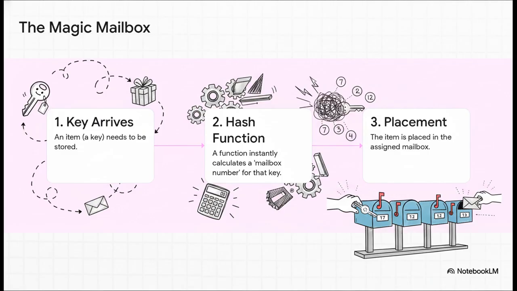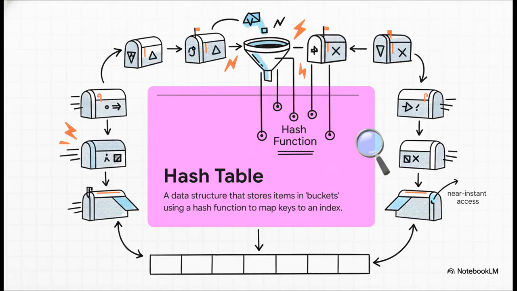No searching involved. And that whole system, that brilliant setup, that's what we formally call a hash table. It is the engine that drives everything. In computer science terms, the mailboxes are called buckets, and that hash function maps our keys to an index in an array. It's this direct mapping that gives us that mind-blowing, near-instant speed.